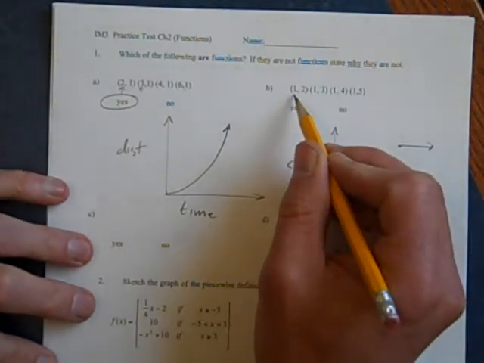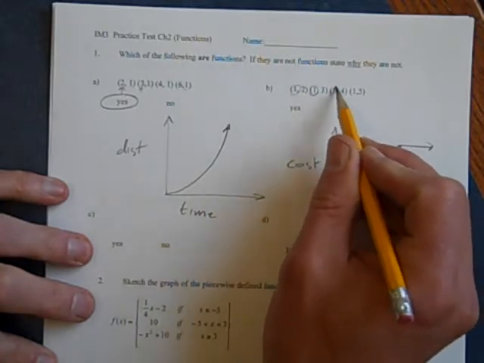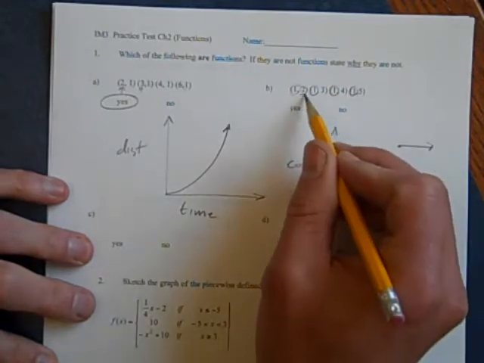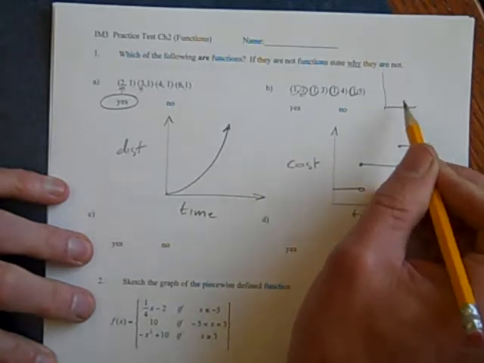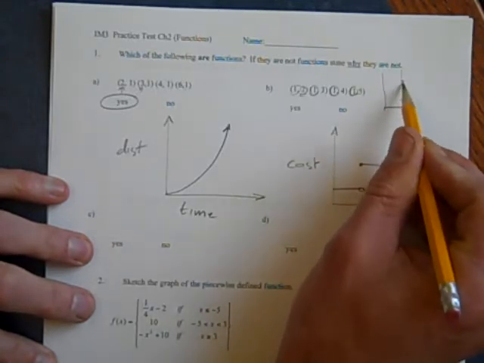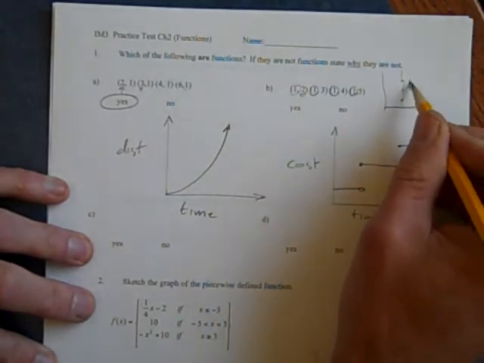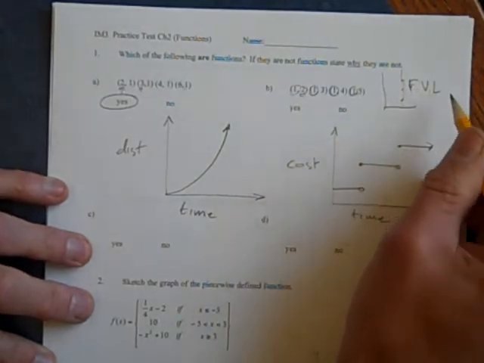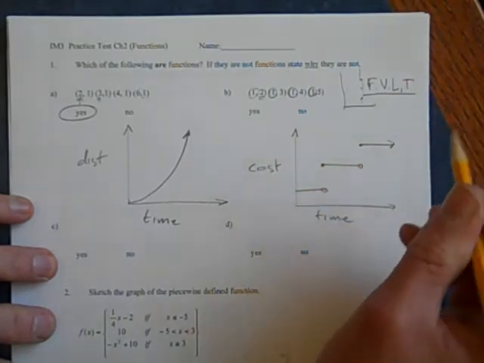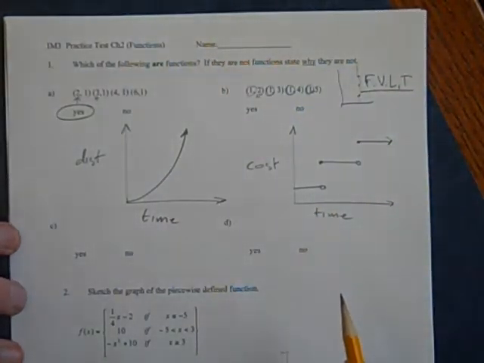Here, however, I've got the same input. I've got a repeated input. Every time I'm putting in one, I'm getting a different output. So if I plotted this, I would just have points like this, and that definitely fails the vertical line test. So why? It just fails the vertical line test. There we go. FVLT. You could use that if you want.